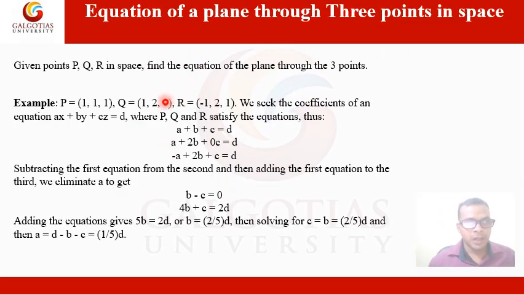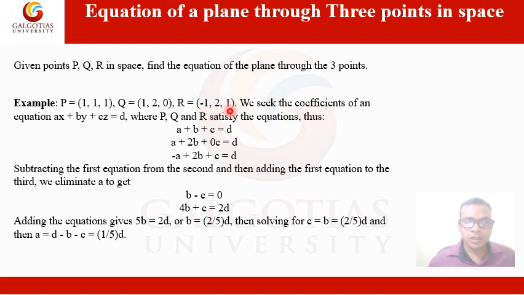Suppose you are given 3 points in space and you have to find the equation of the plane from the given 3 points. Let us see an example to understand this concept. Suppose P is a point, Q is another point and R is another point, with coordinates 1, 1, 1 for P, 1, 2, 0 for Q, and -1, 2, 1 for R.